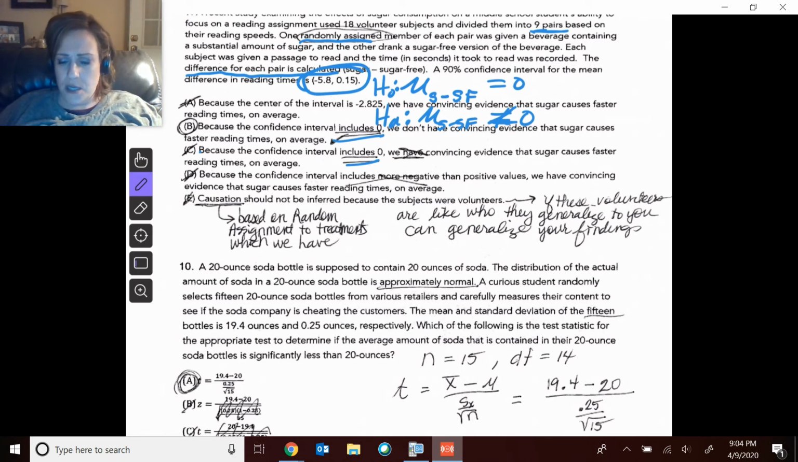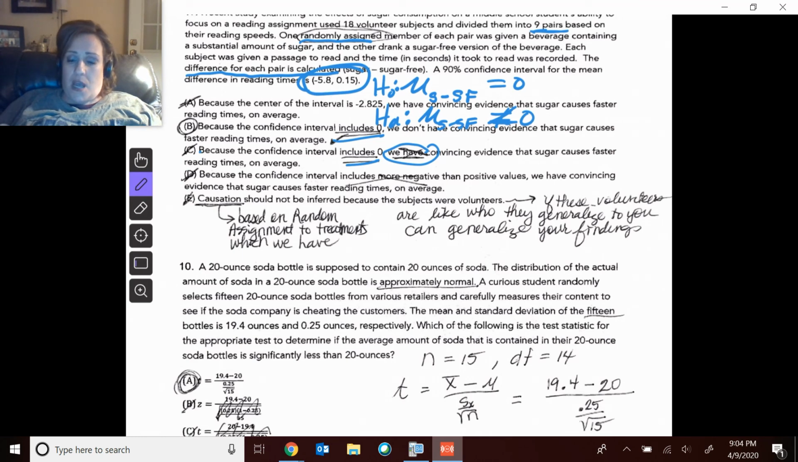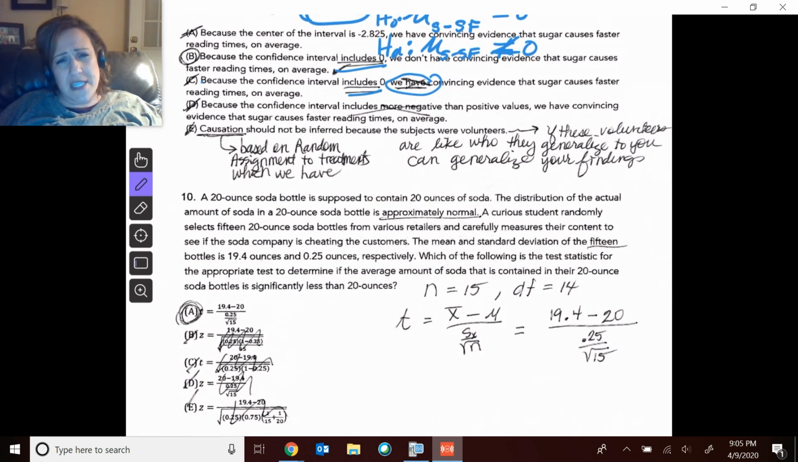Okay, C says we have evidence that sugar causes faster reading times. That's a no. For C to be correct, the whole interval would be completely negative. Okay? All right. Now, A says because the center of the confidence interval is negative, then it's faster. D says because the confidence interval has more negative values than positive ones. Okay, so those don't matter. A and D are out.